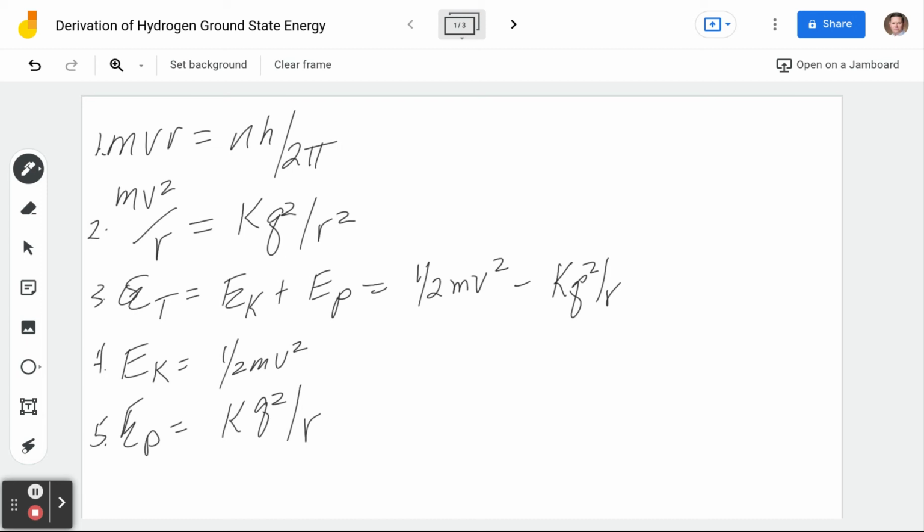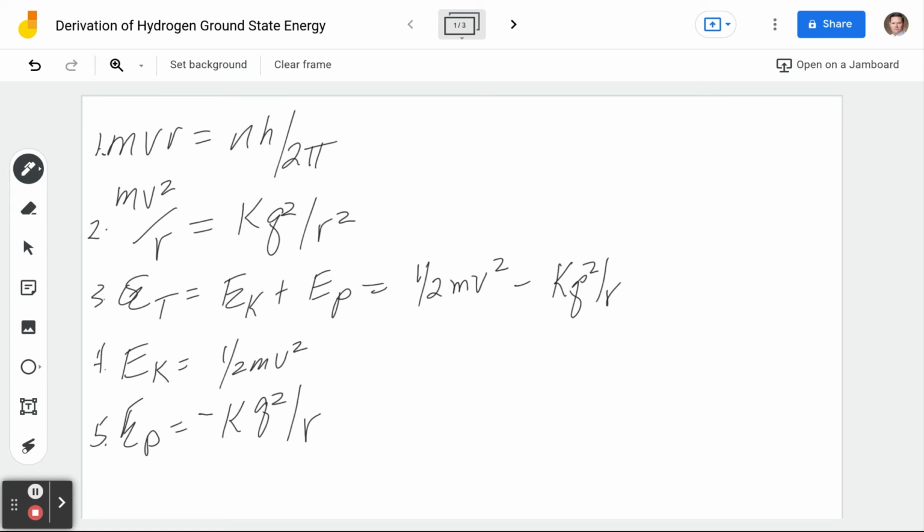The second equation here tells us that the centripetal force that keeps the electron in orbit is provided by Coulomb's force, and that the total energy is the sum of the kinetic and the potential energy, with the kinetic energy being 1/2 mv squared and the potential energy being kq squared over r. And that's actually negative in a bound state.